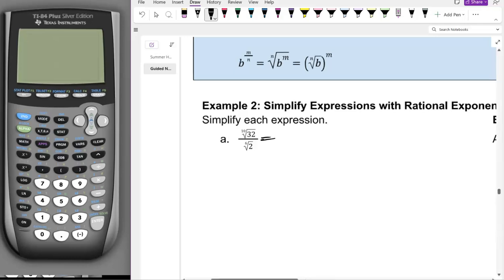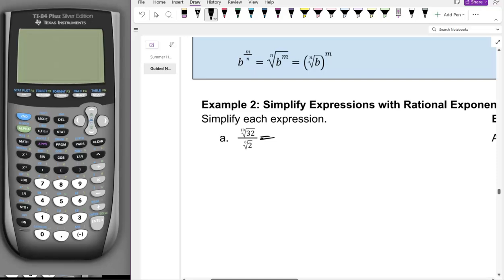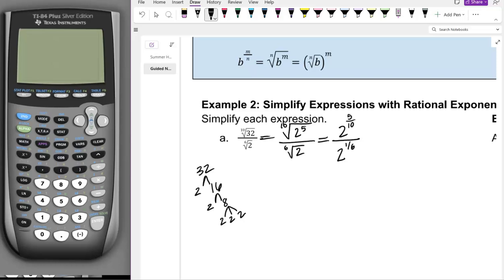If I rewrite this in a base of 2, 32, I can make this a base of 2. Because 32 is 2 times 16. 16 is 2 times 8. And 8, I know, is 2 cubed. So 32 is the same as 2 to the power of 5. Now these both have a base of 2. Let's write them in exponent form. This would be 5/10. This would be 1/6. Remember, the top number tells you the power, the bottom number tells you the root.